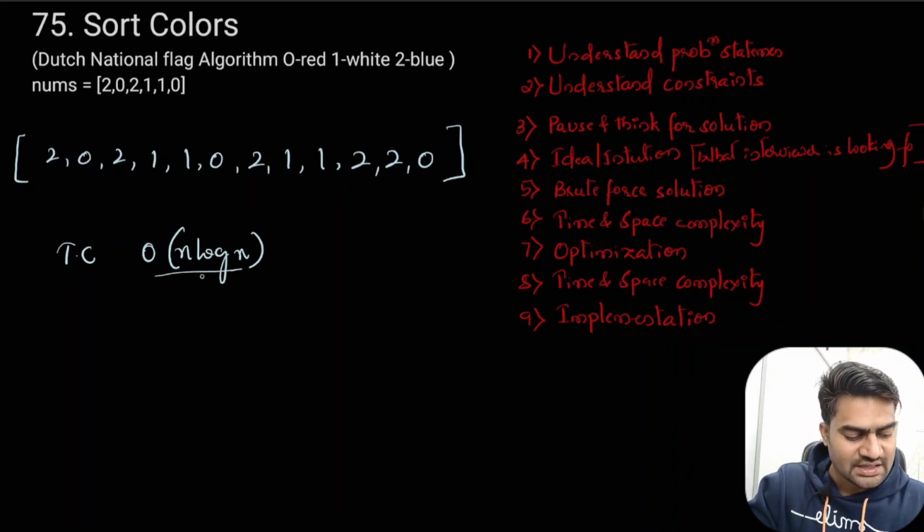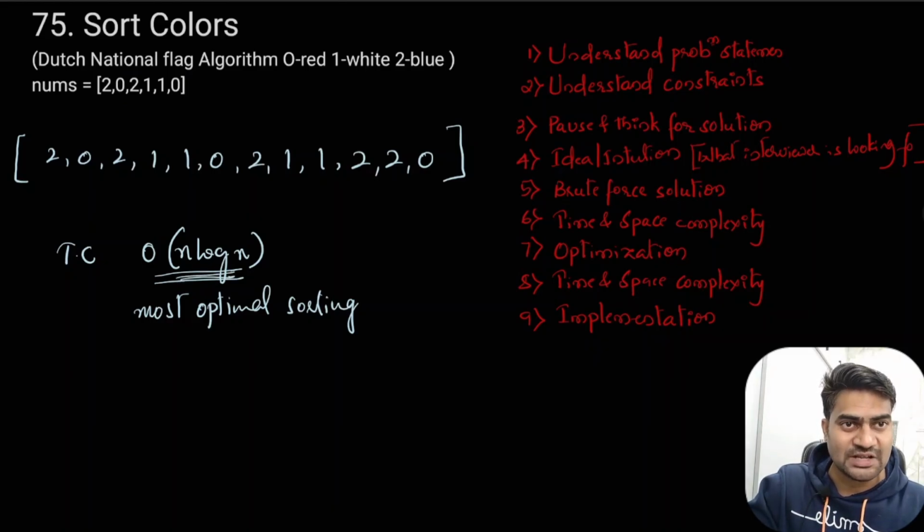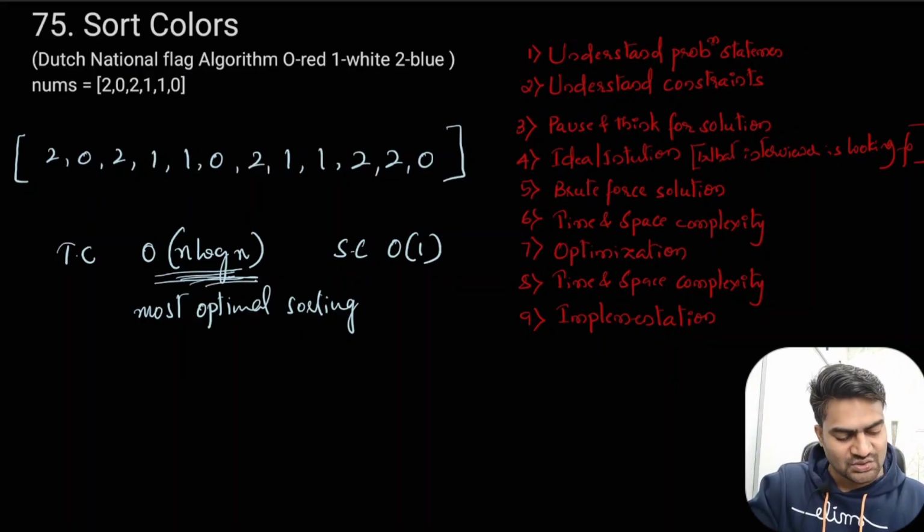Why? Because even if we use the most optimal sorting technique like merge sort, in that case also it will be n log n time complexity. And maybe space complexity would be order of 1. So if you see, this is a little bit costly. So we need to optimize this particular solution. So instead of using the inbuilt sort method, we will try to come up with something else. So what is the better solution then in that case?